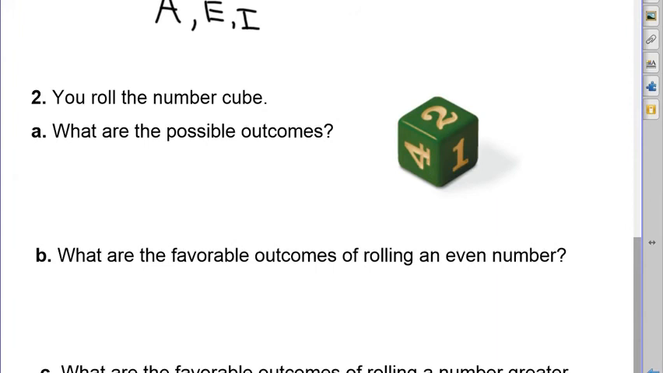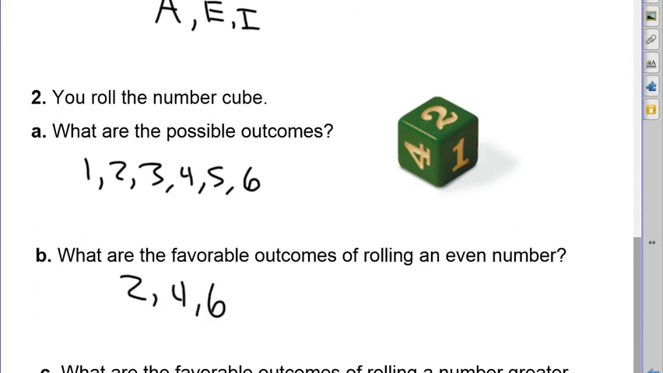It first asks to list the possible outcomes. Well, the possible outcomes are any of the numbers on the number cube. I just said them. What are the favorable outcomes of rolling an even number? That's going to be all of the outcomes that are an even number. In this case, there are 3 of them, 2, 4, and 6.